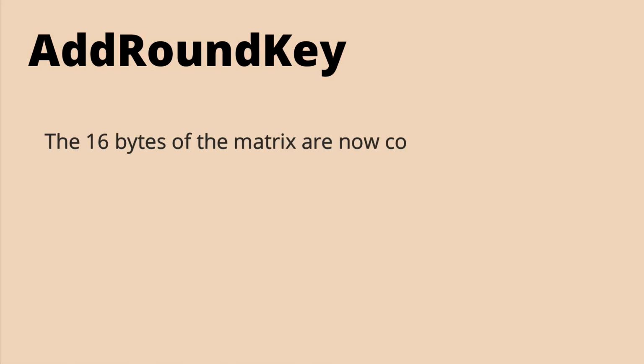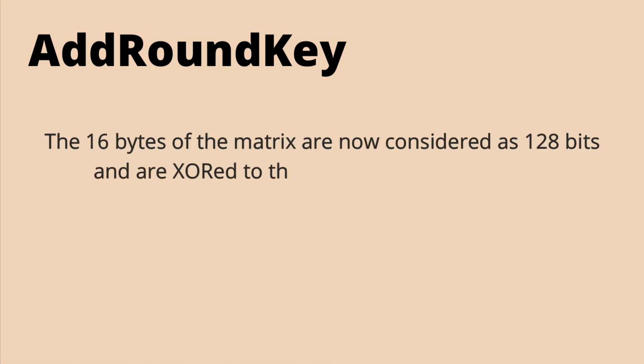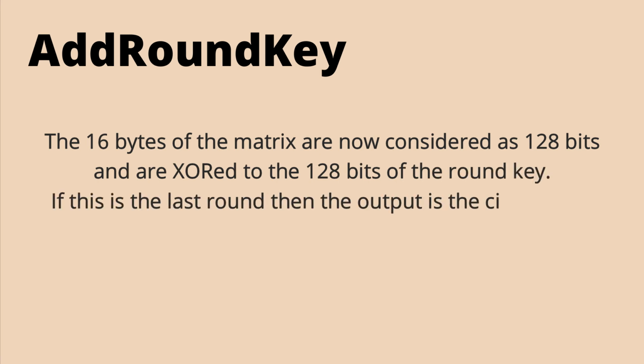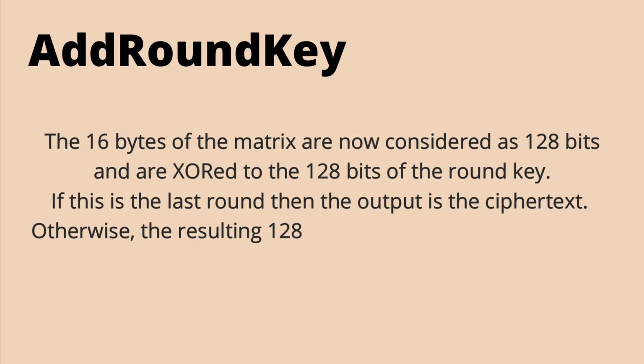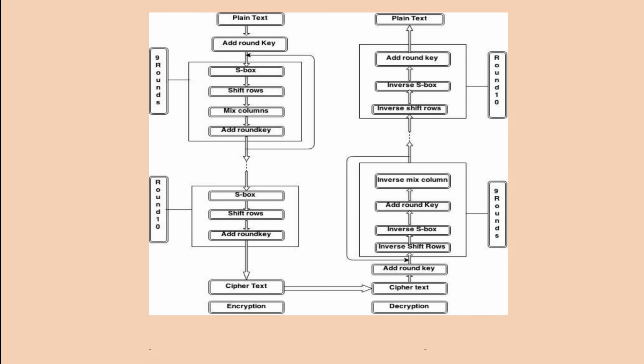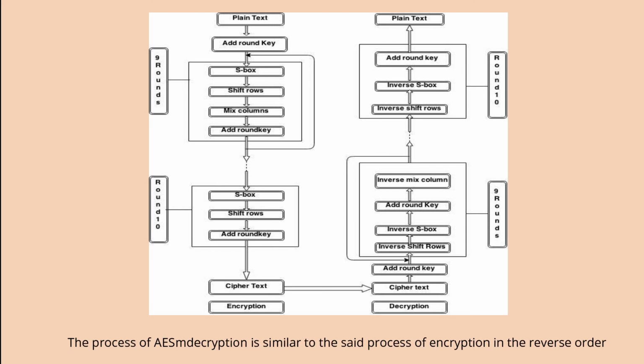Lastly, the AddRoundKey. The 16 bytes of the matrix are now considered as 128 bits and are XORed to the 128 bits of the round key. If this is the last round, then the output is the ciphertext. Otherwise, the resulting 128 bits are interpreted as 16 bytes and we begin another similar round. The process of AES decryption is similar to the said process of encryption in reverse order.